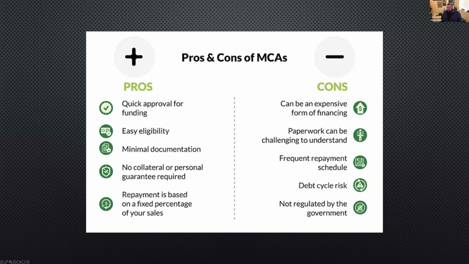Frequent repayment schedule. So it's not a monthly payment. That can be a con. Debt cycle risk, right? We talk about renewals. They get to the end or the middle of their loan, and they need more money. And the lender understands this too. They understand that the merchant could be taking some of the money from the loan they just got and making the daily payment until they're profitable.